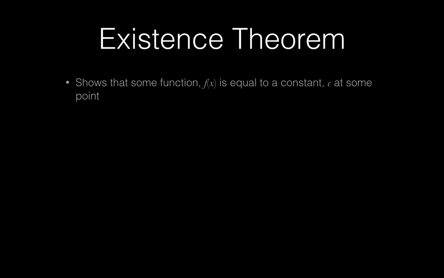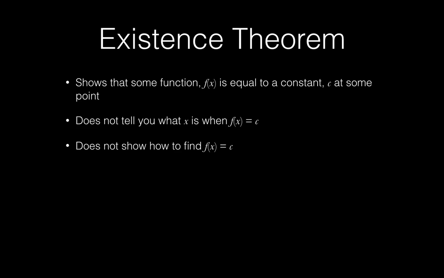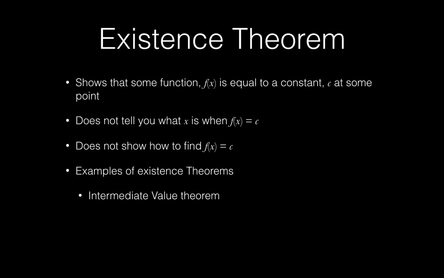Existence theorems. Existence theorems show that some function, f of x, is equal to a constant, c, at some point. It doesn't tell you what x is when f of x equals c, nor does it tell you how to find it. Some examples of existence theorems are the intermediate value theorem, which I went into detail about in the last slide, the fundamental theorem of algebra, which states that a polynomial of degree n has exactly n roots, and the mean value theorem, which we will learn about later in the derivatives unit.